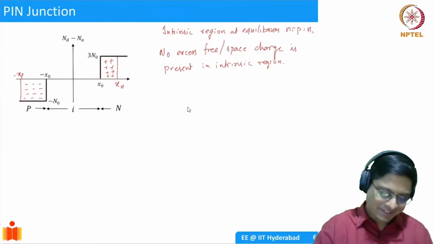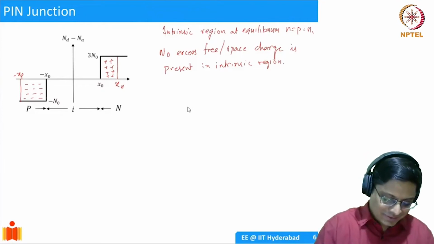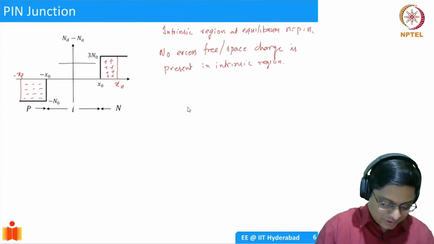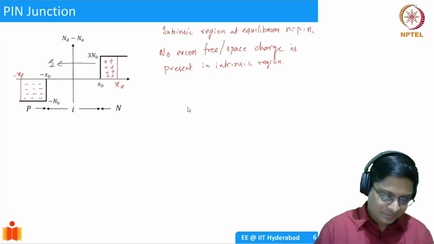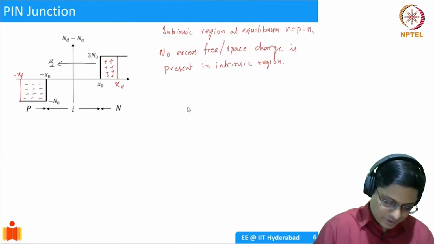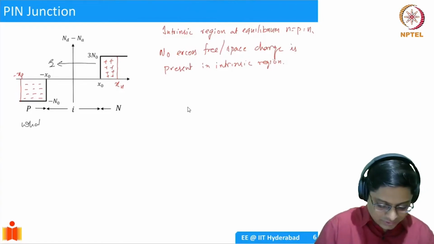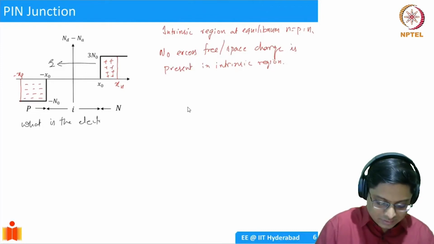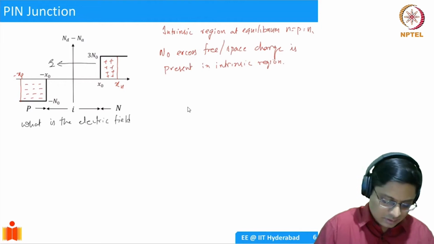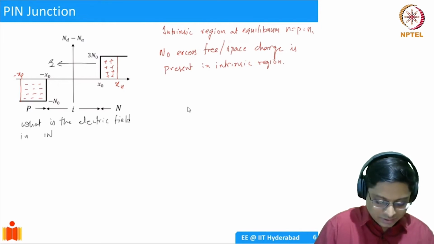The same story repeats. Now you have electric field. Of course, you're going to have electric field all across this. So what is the functional form of electric field in the intrinsic region? Think about it. What is the electric field in the intrinsic region?